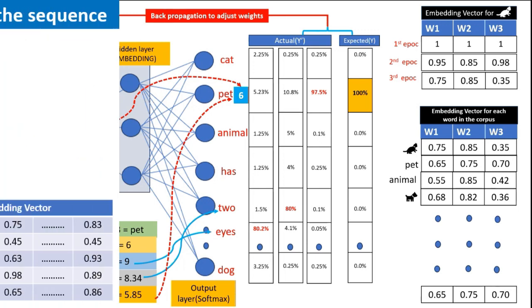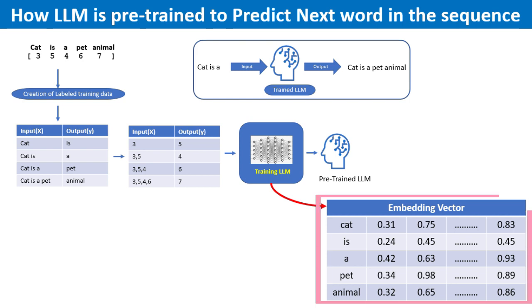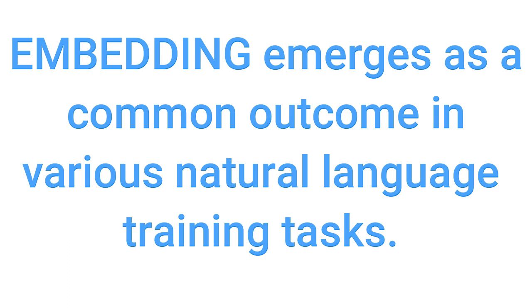Take GPT models, for example, which are trained to predict the next word in the sequence. When this model is being trained on a vast corpus, an embedding model is generated as a byproduct. In essence, embedding emerges as a common outcome in various natural language training tasks.